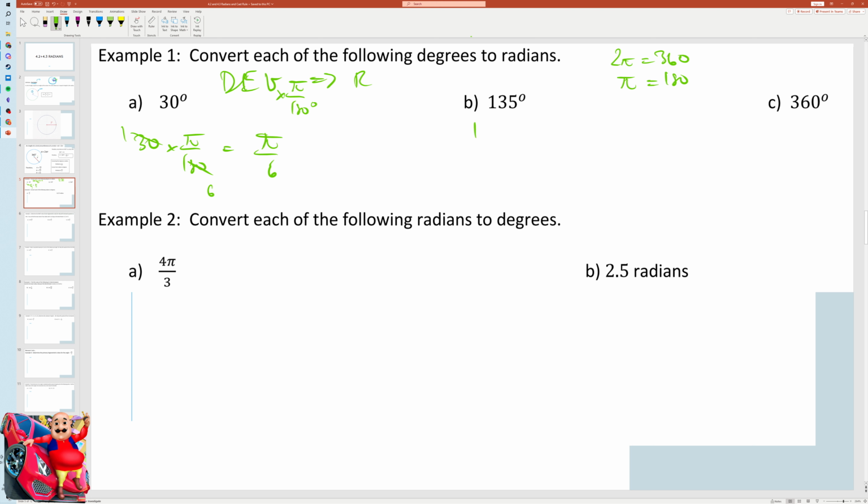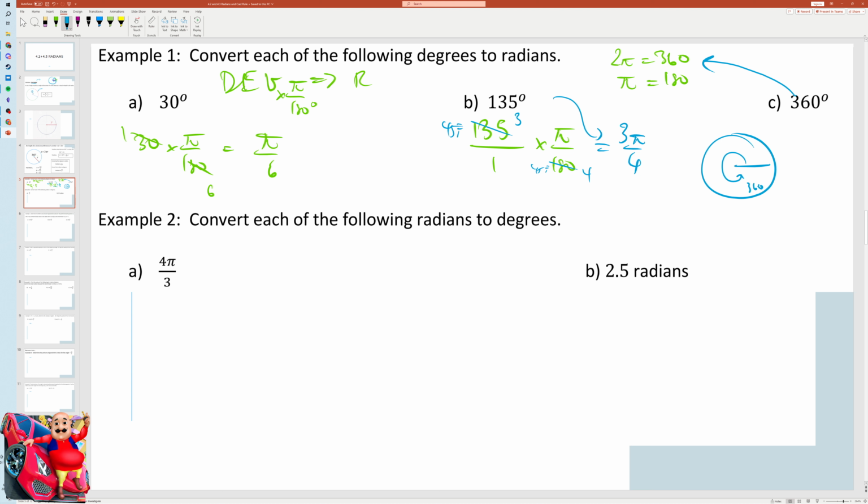Same idea here. To convert our degree value to radians, we multiply it by pi over 180. Both 135 and 180 are divisible by 45. If you divide this by 45 and divide this by 45, this becomes a 3 and that becomes a 4. So we have 3 pi over 4 radians as the equivalent. And 360, well, we saw that in the origin here. Before, to go in a full circle, it was 360. Now for radians, it's 2 pi. So this is equal to 2 pi.